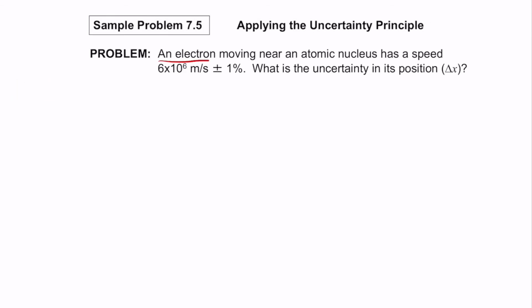So what is given here? An electron is moving near an atomic nucleus that has a speed of 6 times 10 to the power 6 meter per second, plus or minus 1%. What is the uncertainty in its position? So how do you find the value here?